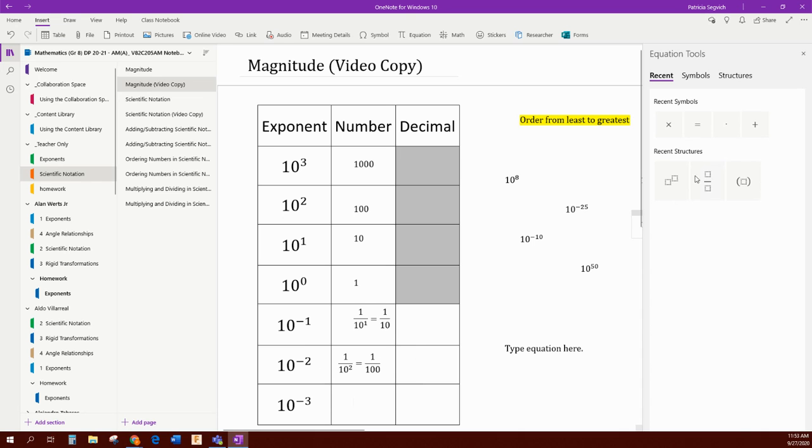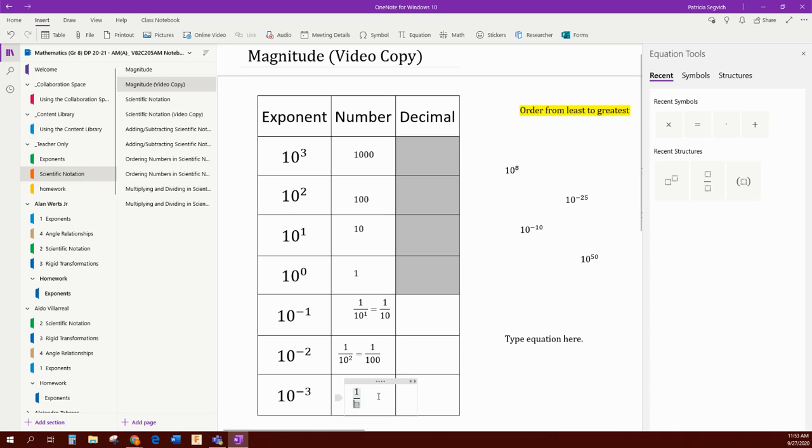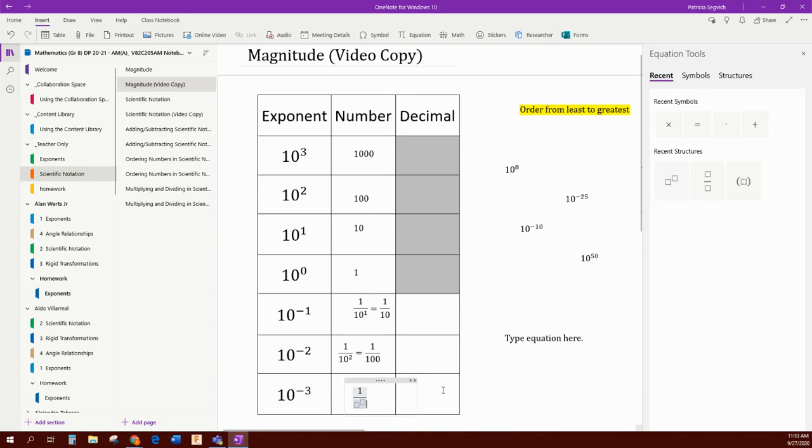10 to the negative 3 is the same as 1 over, put my exponent, 10 to the positive 3. Do my side arrow till I get over there, equals, and another fraction, this is going to be 1 over 1,000. Okay, so that's how we had to do that.